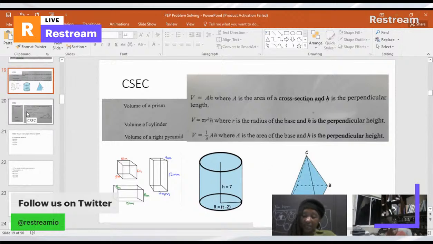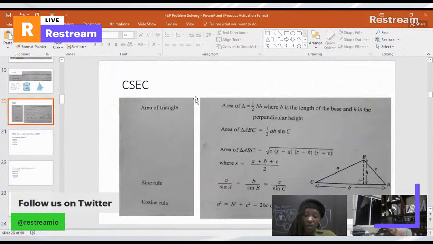All right, so let's go on. Now we're looking at area of the triangle, and at the CSEC level, there are 3 formulae that are used to calculate the area of a triangle, and it depends on what type of triangle it is, and it depends on what information you are given.